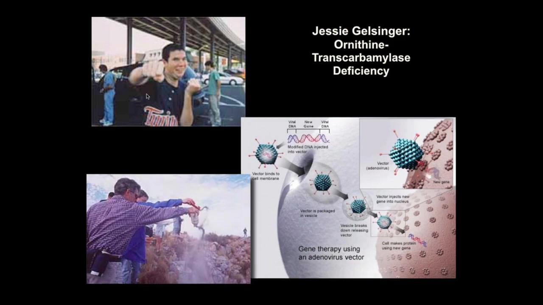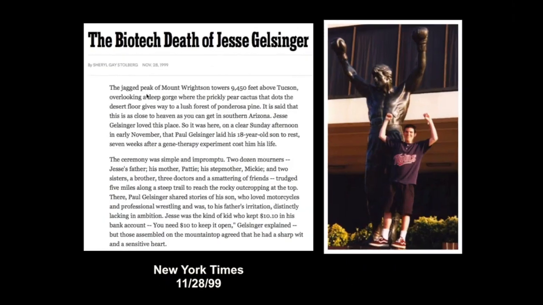Well, here's the sad part. Here are his parents, 10 days after the experiment, scattering his ashes. Jesse Gelsinger died, and he died because the physicians miscalculated the viral dose. His body went into shock, and he passed away. So it was, in fact, a great tragedy.